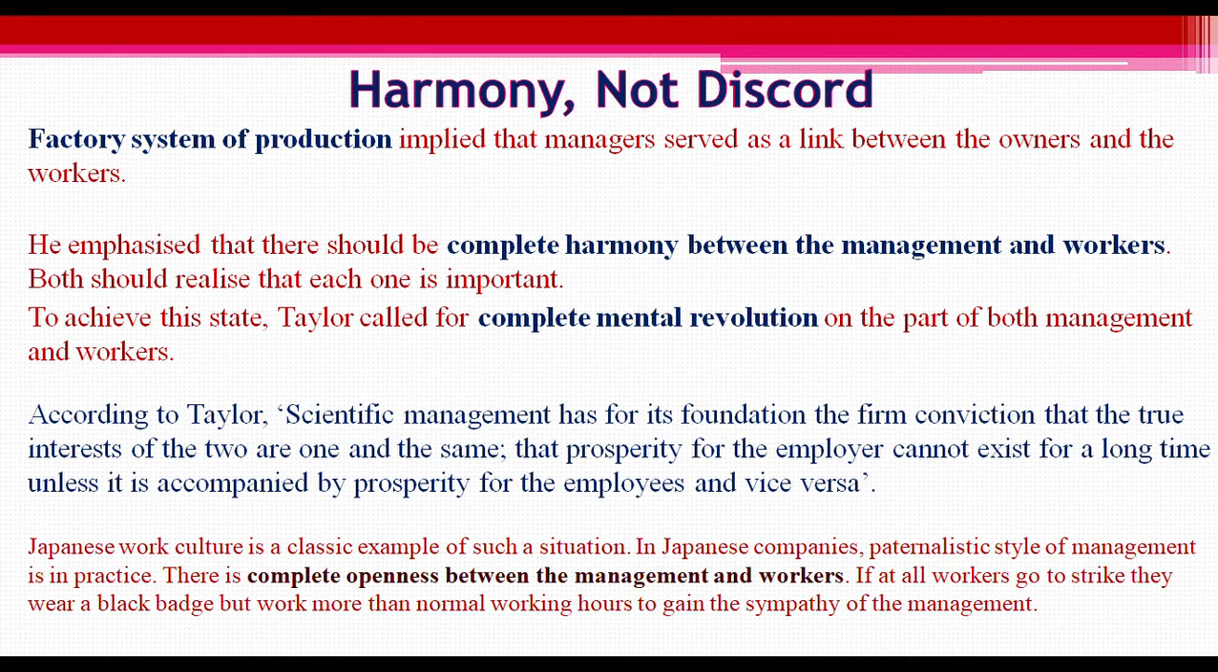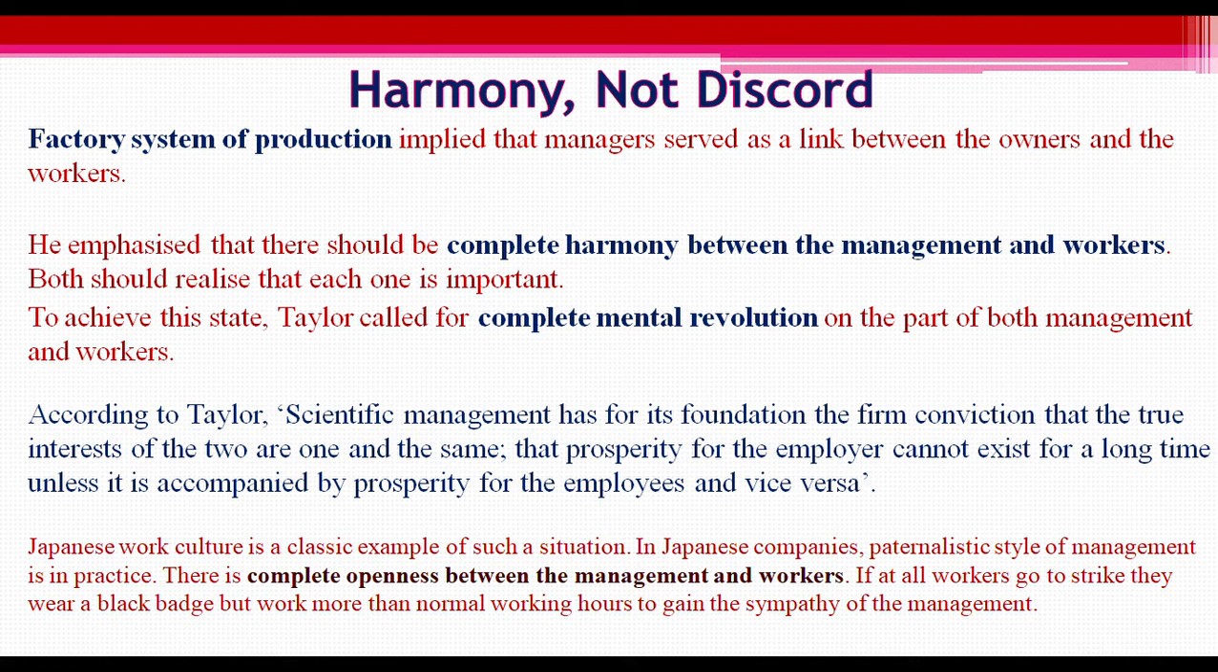What Taylor is saying is that scientific management has for its foundation the firm conviction that the true interests of the two are one and the same. It means they should work for one goal, that is, the organization. Prosperity for the employer cannot exist for a longer time unless it is accompanied by prosperity for employees, and vice versa. If employees are not working for the employer and the employer is not working for the employees, prosperity cannot happen, growth cannot happen, development cannot be achieved.